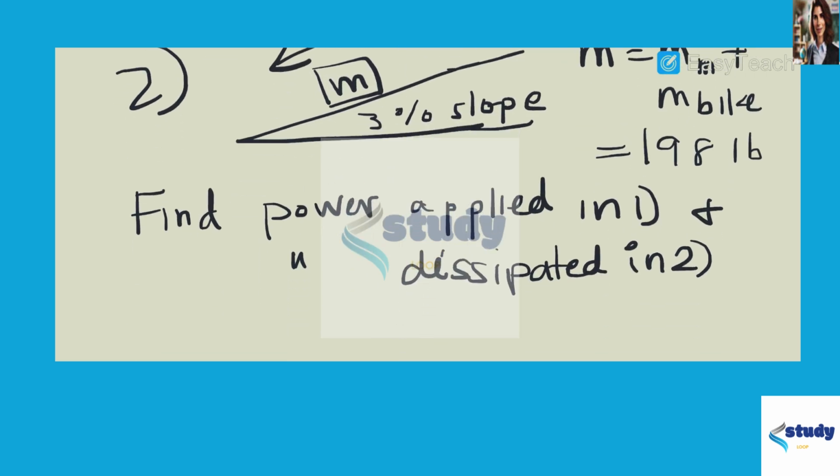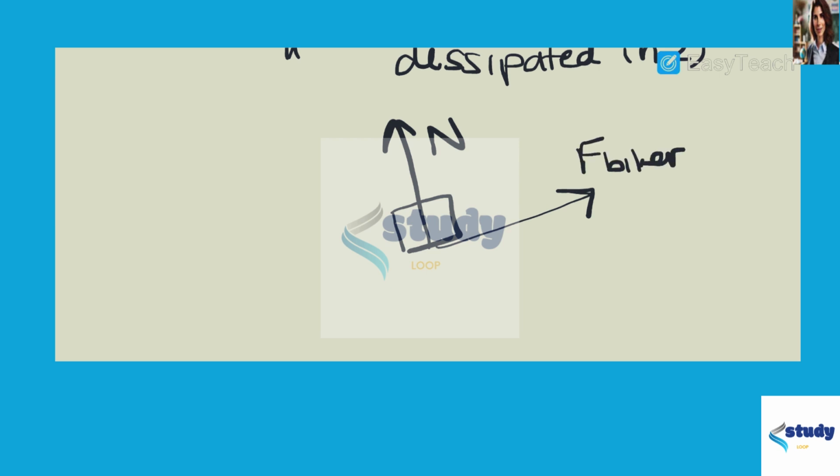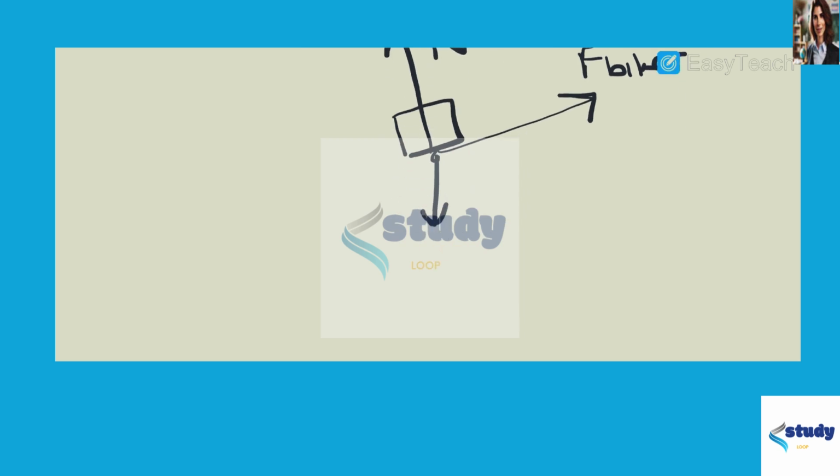What we're asked to solve for is the power applied by the biker in situation 1 and the power dissipated in situation 2 by the brakes. To find the power developed by the biker in situation 1, we draw a free body diagram. We have the biker, the normal force from the ground, the force applied by the biker, and the weight force due to gravity. We also come up with our convention for direction: this is positive x, and this is positive y.